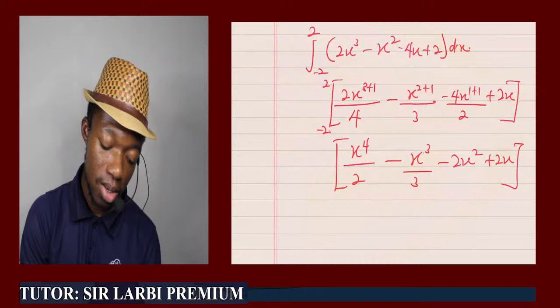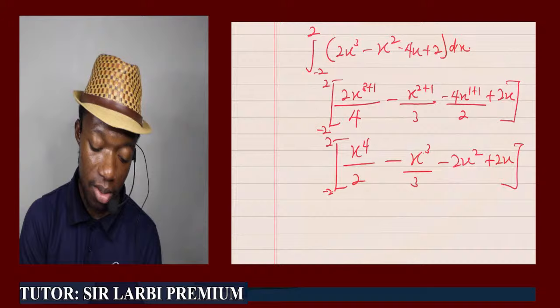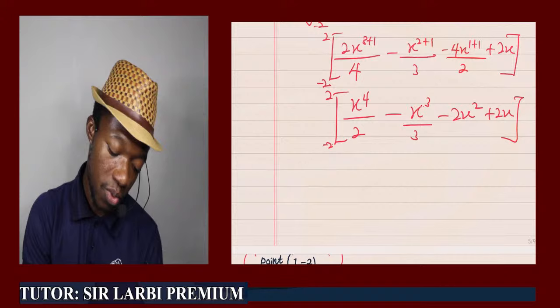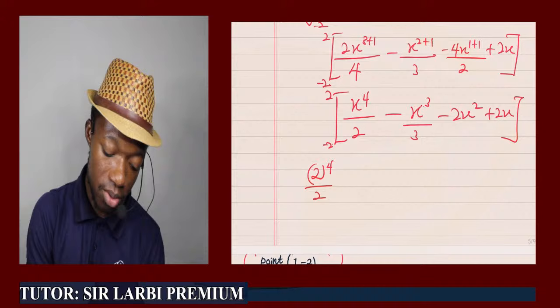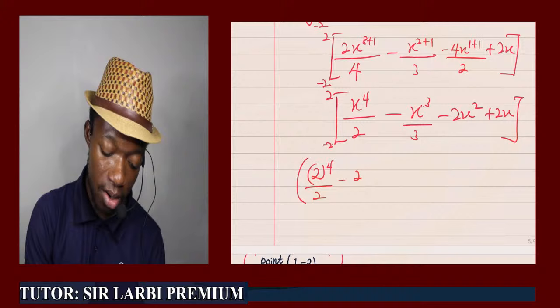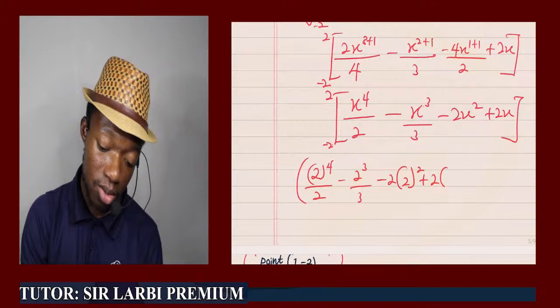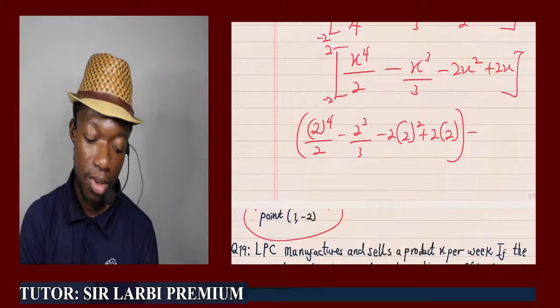So once you get to this stage, it's a matter of substitution, okay? All that you want to do here is whenever you see x, you substitute 2, which is the upper limit, in the same function. So we have 2 to the power 4 divided by 2, then minus 2 to the power 3 divided by 3, then minus 2 times 2 to the power 2, then plus 2 times 2. Bracket close. And you do the same for the negative 2.